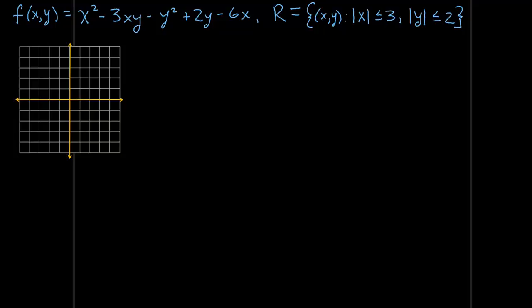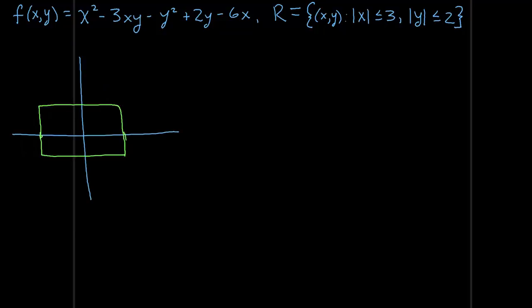We're told that the absolute value of x is less than or equal to 3. So that means if you go over 1, 2, 3 right here, and 1, 2, 3 here, it disappeared. Maybe I can draw it. See if this works. It disappears. Okay, let me get rid of this.